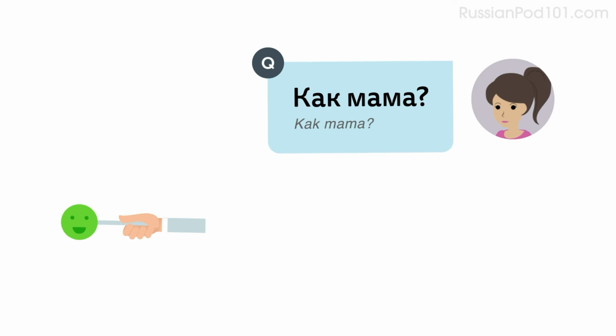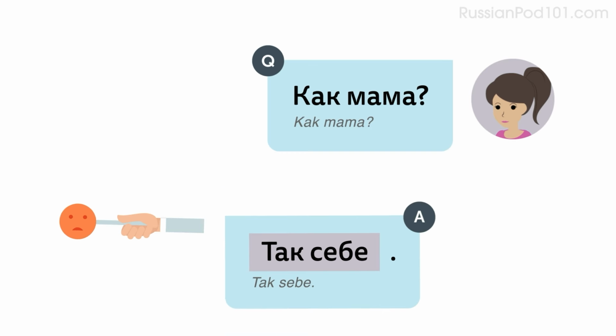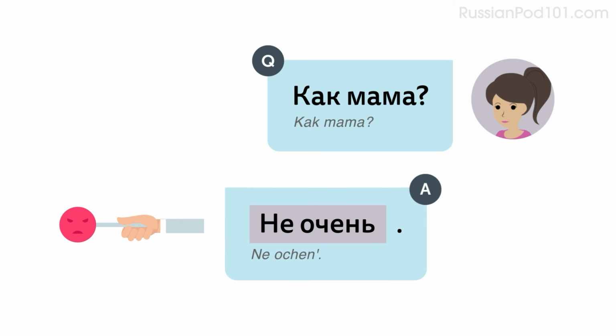Let's look at some examples. Listen and repeat or speak along with the native speakers. Как мама? Отлично. Как мама? Так себе. Как мама? Не очень.